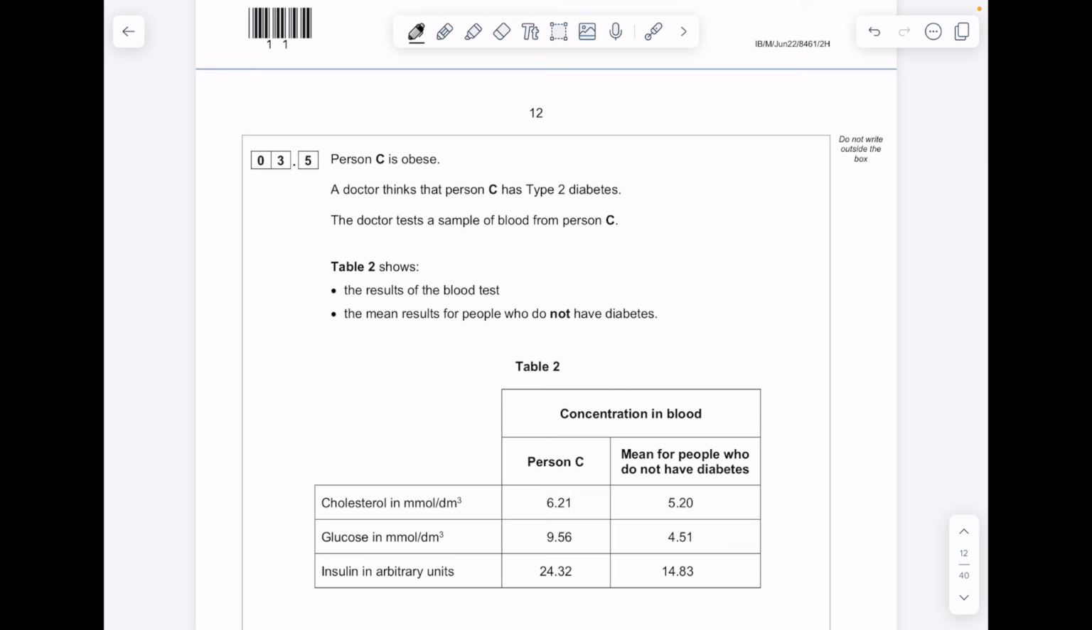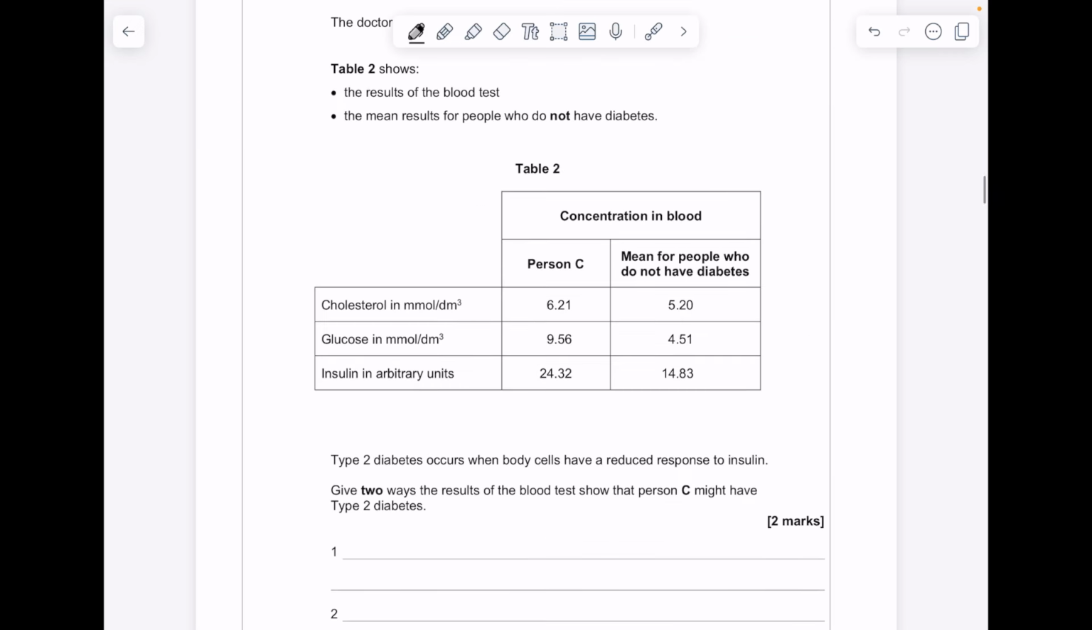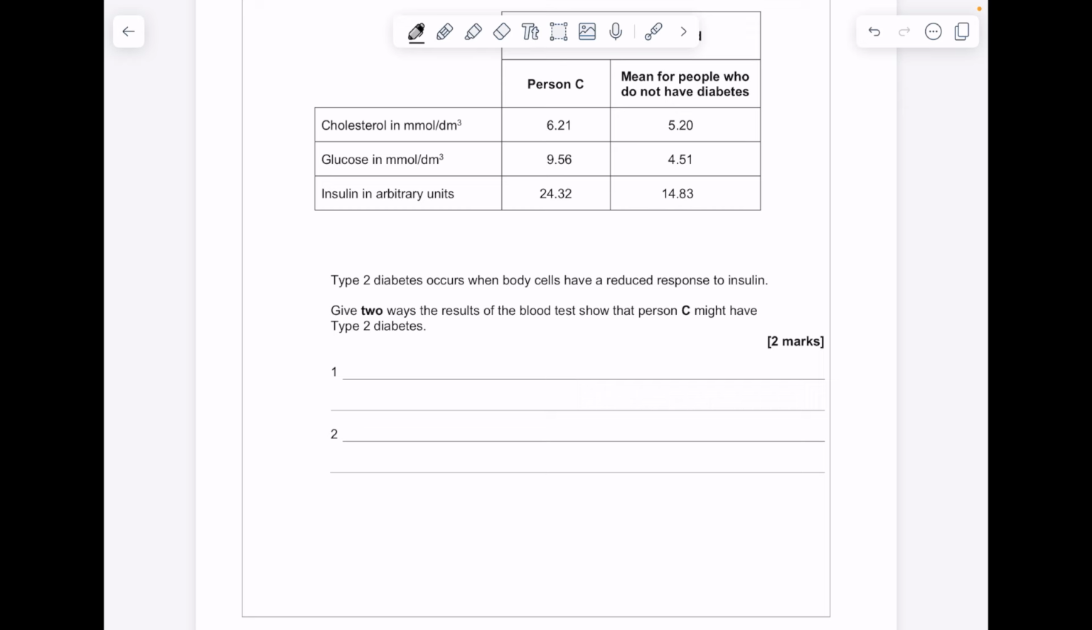Person C is obese. The doctor thinks person C may have type 2 diabetes. The doctor tests a sample of blood from person C. Table 2 shows the results of the blood test and the mean results for people who do not have diabetes. Type 2 diabetes occurs when body cells have reduced response to insulin. Give 2 ways the results of the blood test show that person C might have type 2 diabetes.